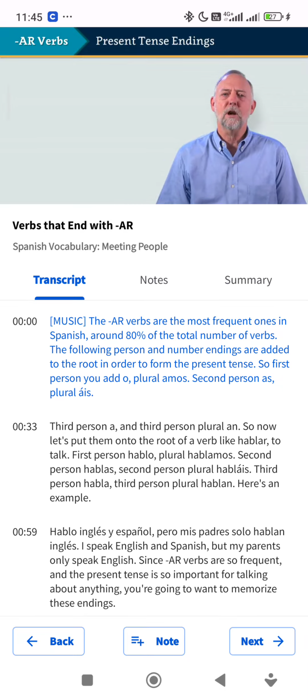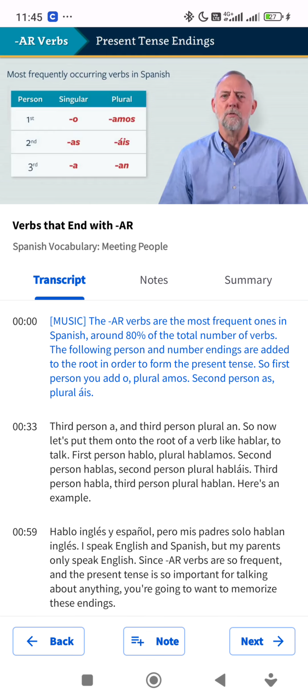The AR verbs are the most frequent ones in Spanish, around 80% of the total number of verbs. The following person and number endings are added to the root in order to form the present tense. So first person, you add o, plural, amos. Second person, as, plural, áis. Third person, a, and third person plural, an.